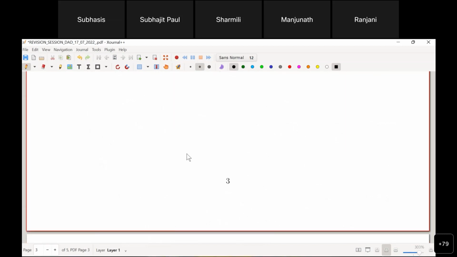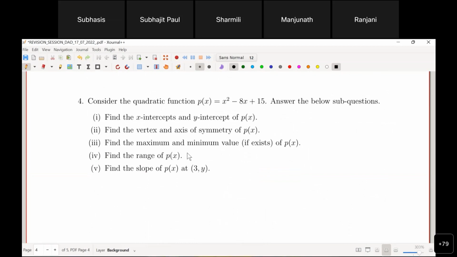So the next question is about the quadratic function. This is my function. It's basically a degree 2 polynomial, x square minus 8x plus 15, right? What we need to do is find the solution of all these questions. The first option asks, what are the x-intercept and y-intercept?